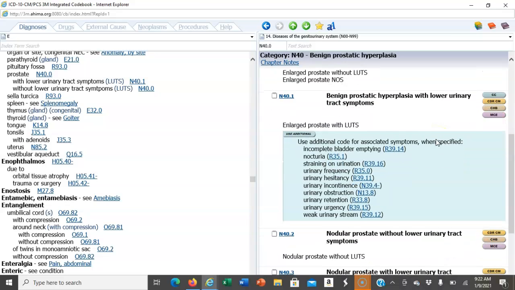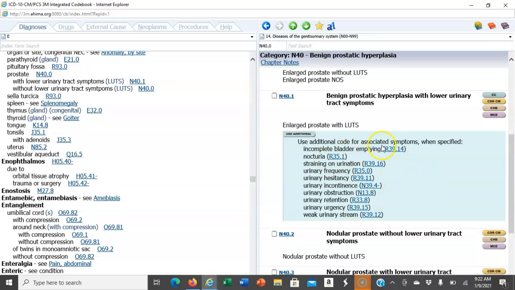Now, I want you to notice that you have an instructional note here to use additional code for associated symptoms when specified. So very commonly, the way that men know that they have an enlarged prostate is they begin having symptoms. Some of the common symptoms are hesitancy, so they have a hard time getting their stream started. They may have urgency. They may have urinary retention. They can't fully empty their bladder. Sometimes this can cause urinary tract infections.